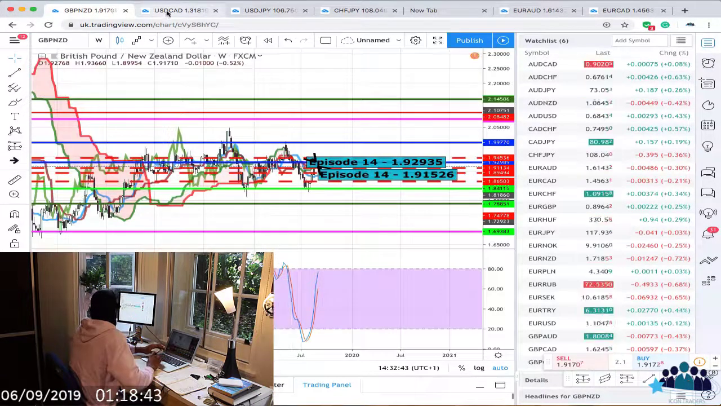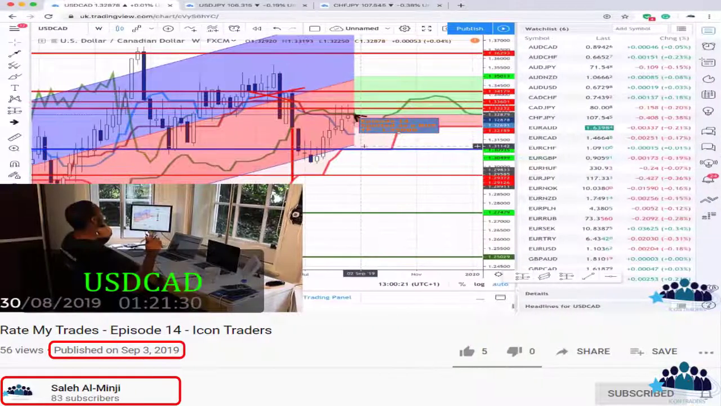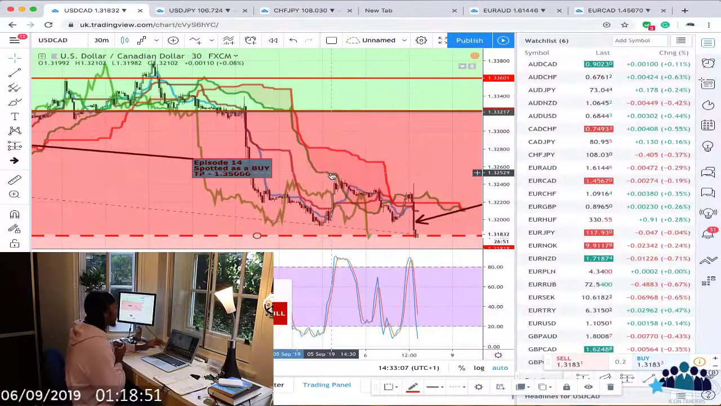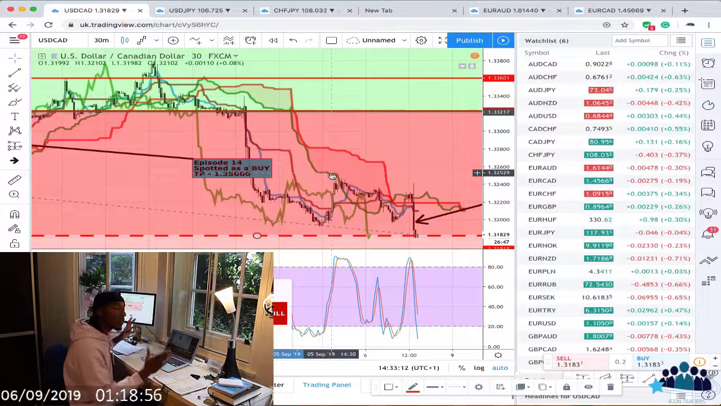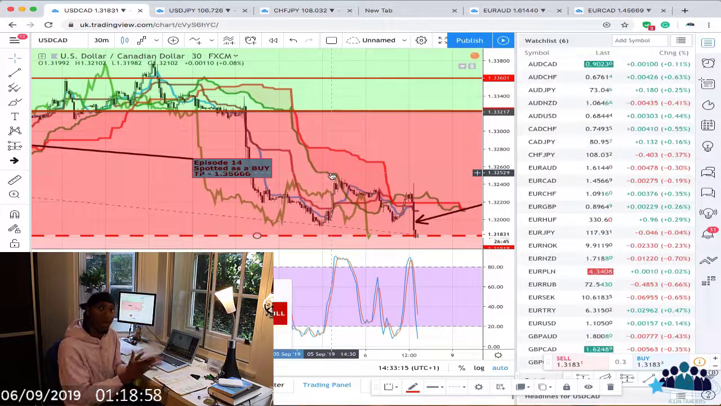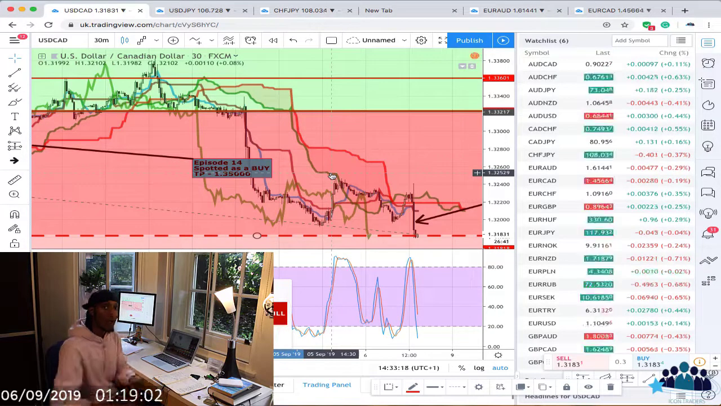So next currency pair. Okay, so USD CAD. This is yet another trade that I called out to be a buy. However, over the course of the past week, it hasn't been a buy. Although it hasn't been a buy, even when I'm wrong, I'm right.